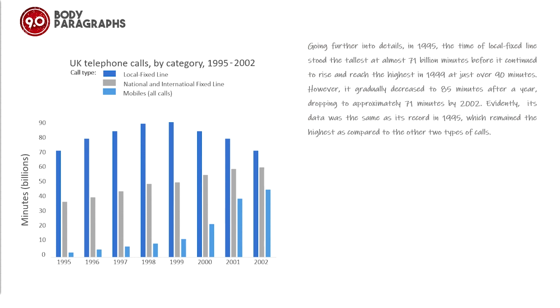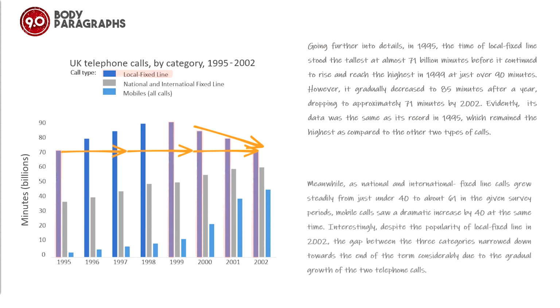Evidently, its data was the same as its record in 1995, which remained the highest as compared to the other two types of calls. Meanwhile, as national and international fixed line calls grew steadily from just under 40 to about 61 in the given survey periods, mobile calls saw a dramatic increase by 40 at the same time.